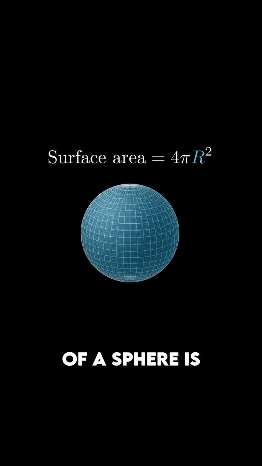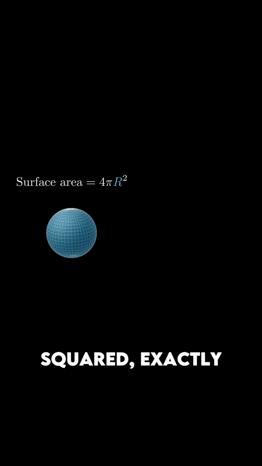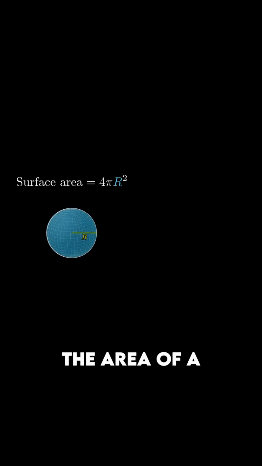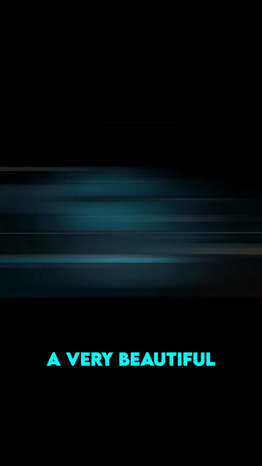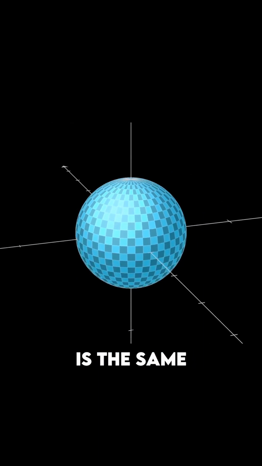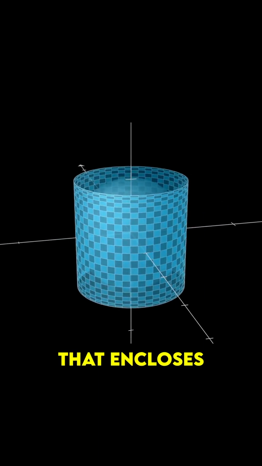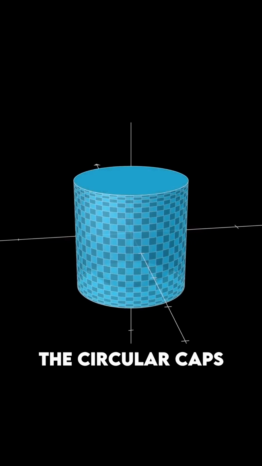The surface area of a sphere is 4 pi times its radius squared, exactly 4 times the area of a circle with the same radius. But why? Archimedes had a very beautiful proof that this surface area is the same as the area of a cylinder that encloses that sphere, if you disregard the circular caps of that cylinder.